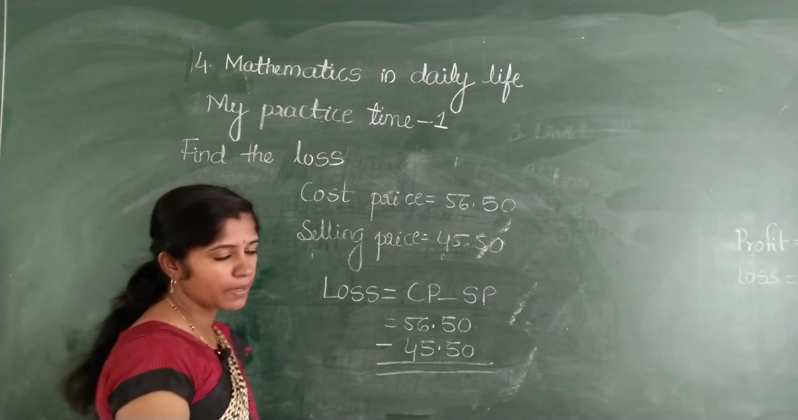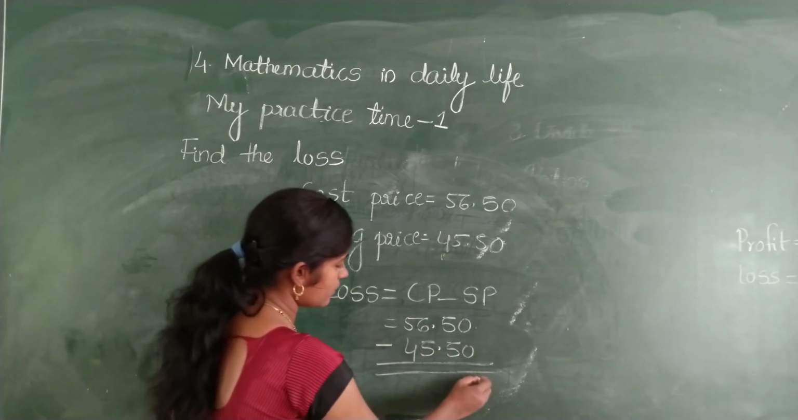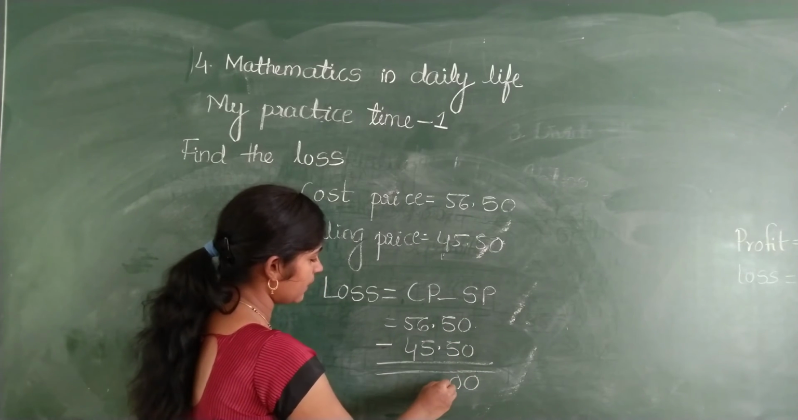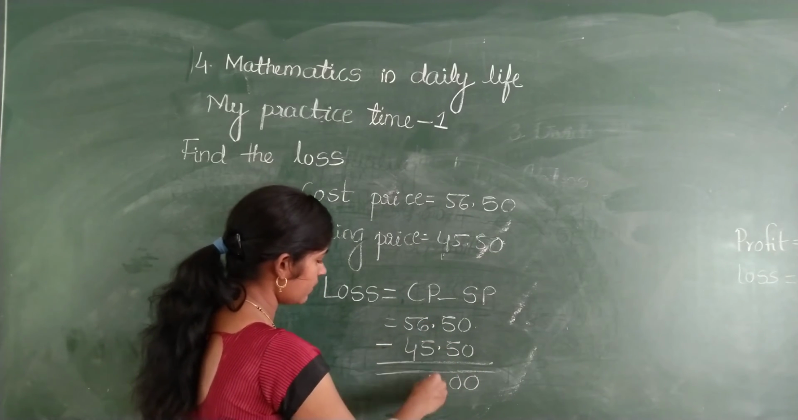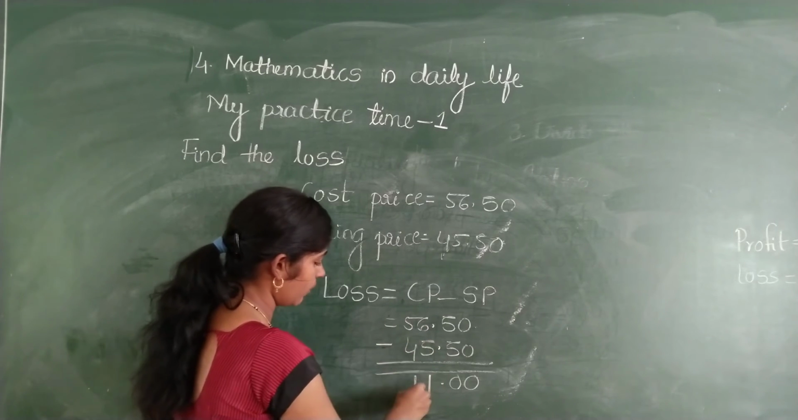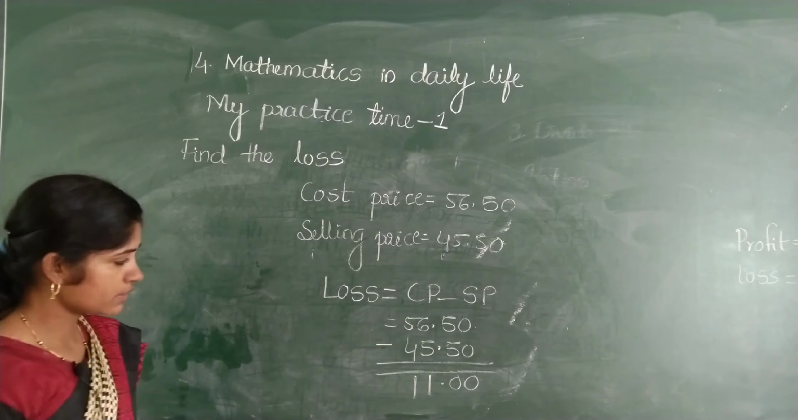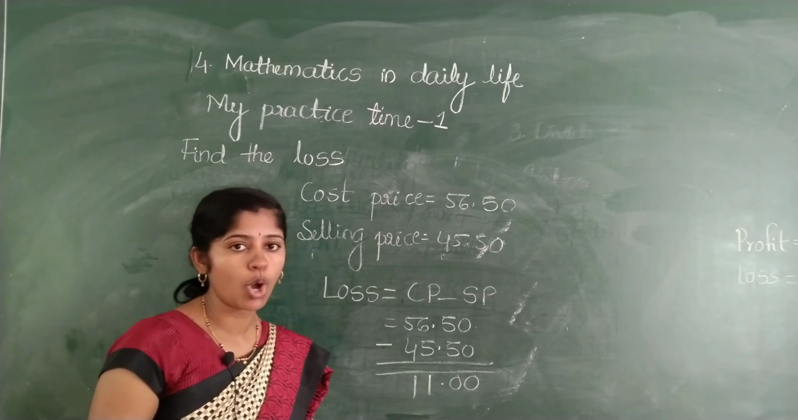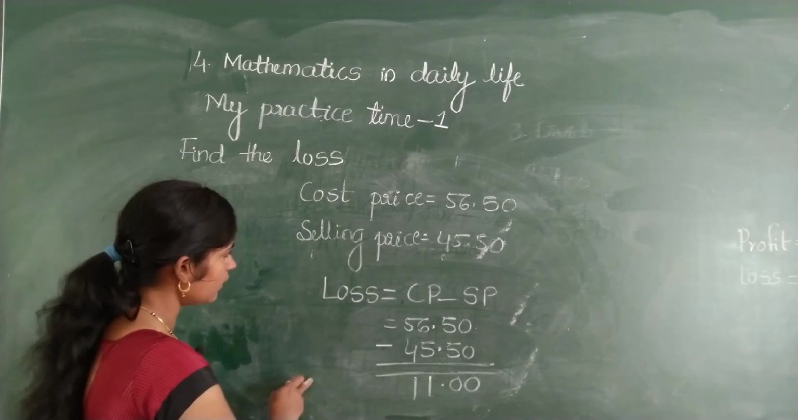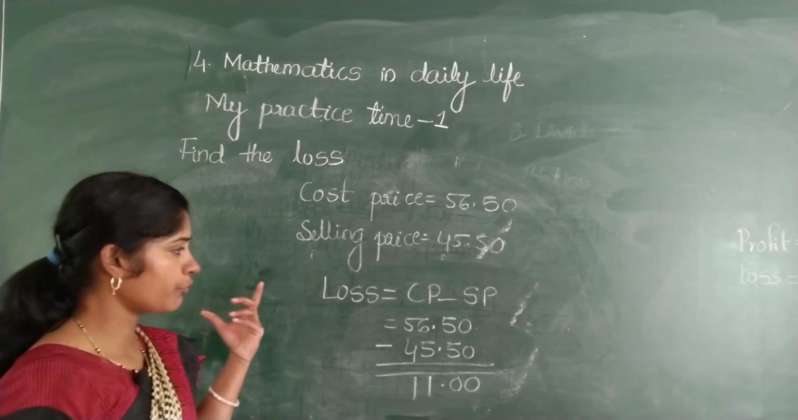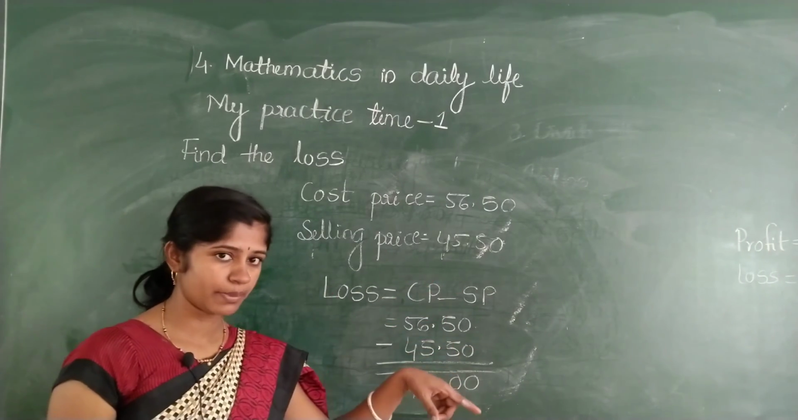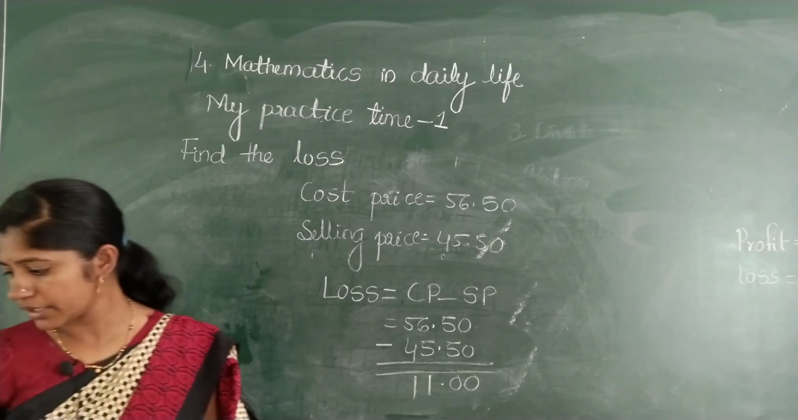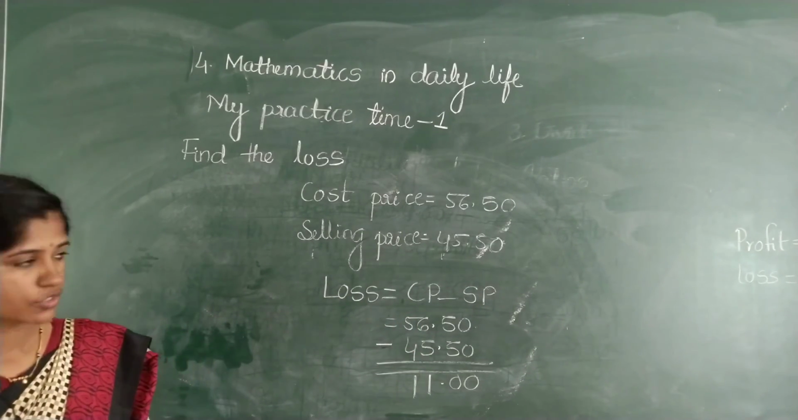So see here, the simple subtraction is there. 0 minus 0 is 0, 5 minus 5 is 0, and again you keep here the point. 6 minus 5 is 1, 5 minus 4 is 1. So after selling this item, he gets 11 rupees loss. Okay, so this is the loss. Here profit is equal to selling price minus cost price, but here loss is equal to cost price minus selling price.